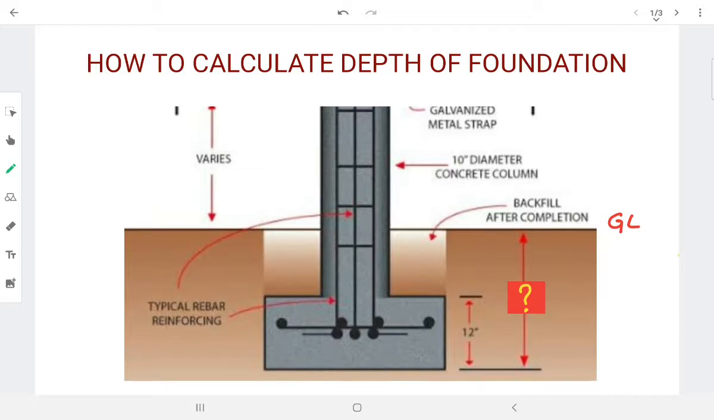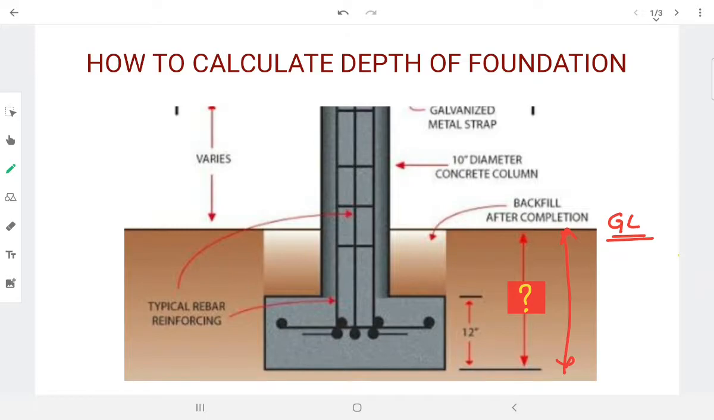Okay, let us start today's topic, how to calculate the depth of foundation. Whenever you do the calculation or go for the design of buildings or any structure, you might be in a dilemma about what the depth of foundation should be. This is the ground level, and up to what depth do you need to excavate? In today's topic, we'll be discussing how to calculate it.